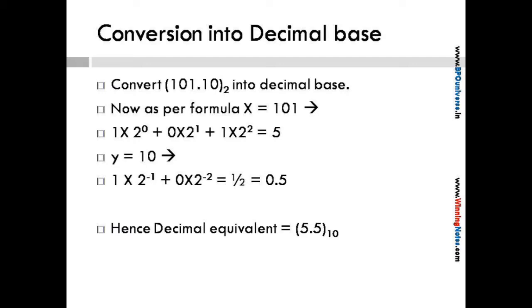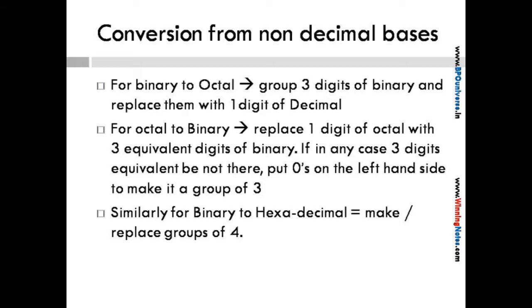Now how do we convert from non-decimal bases? For binary to octal, which is when we have to convert any number from base 2 into a number with base 8, we take the original number as groups of 3 digits of binary and replace them with 1 digit of the octal number. From octal to binary, we replace 1 digit of the octal with 3 equivalent digits of the binary number.